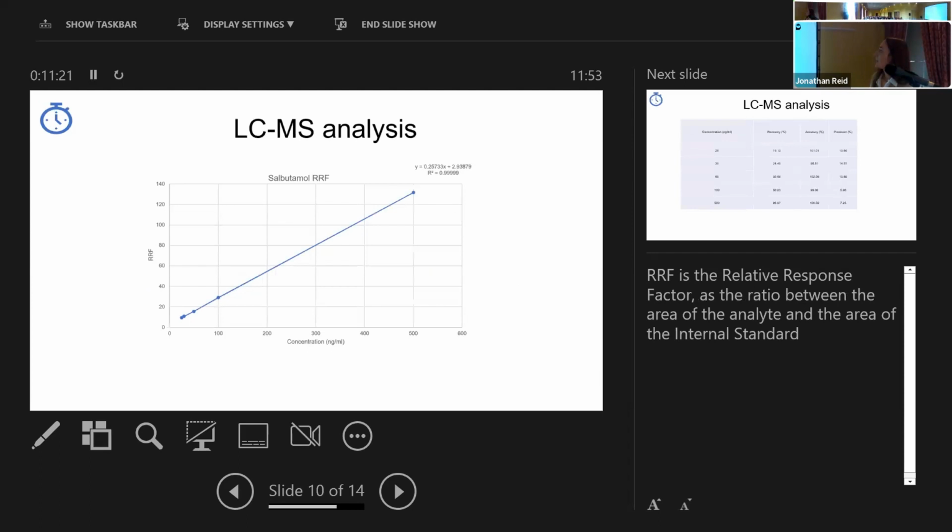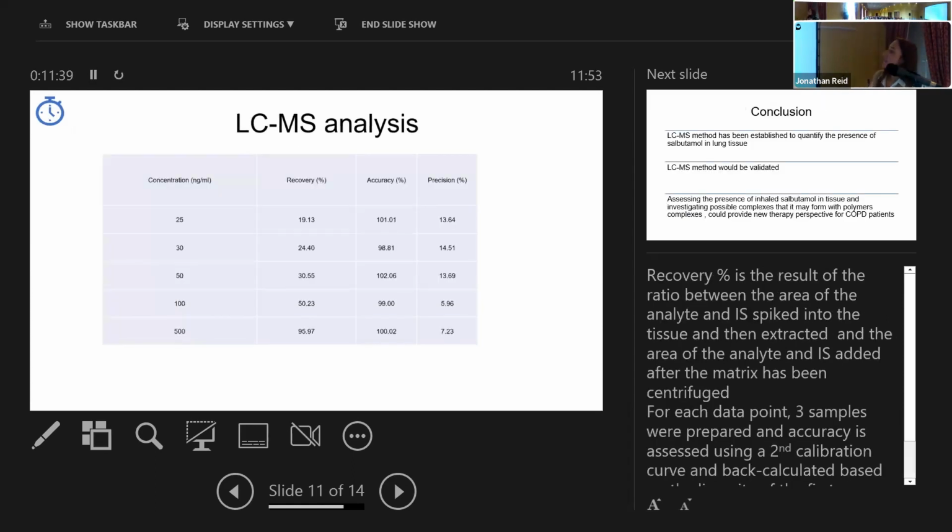You can see a beautifully linear calibration curve. The results are plotted as the RRF, the relative response factor, which is the ratio between the area of the analyte and the area of my internal standard. And these are the results that I got. As I explained before, I got the recovery percentage from my 2 different sets of samples, so I actually know how much salbutamol stayed in the tissue and how much I can recover.